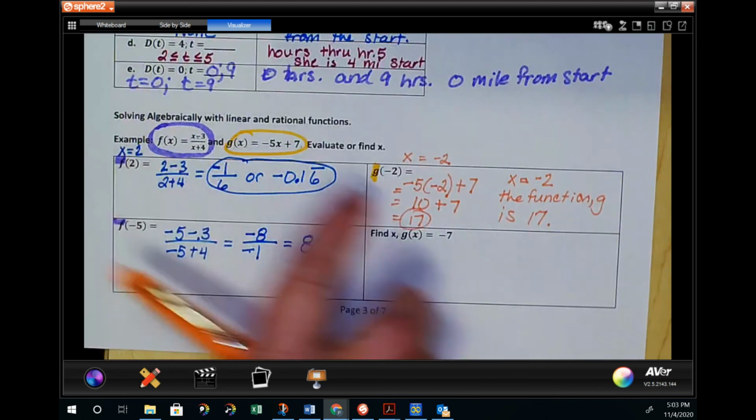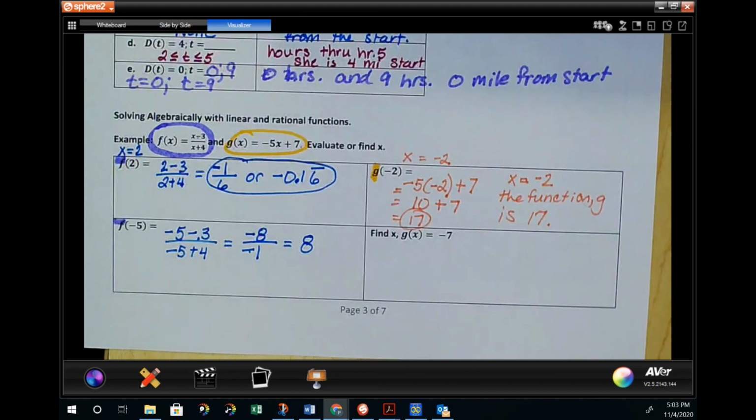And then this last one we're going to do at a later date, but this is just to kind of help you. And this was all a review of everything that you have done in Algebra 1.